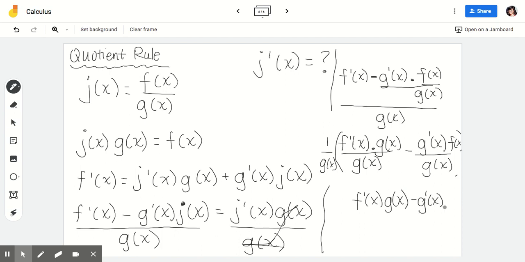This should sort of remind you of the product rule, the derivative of one times the other, except that instead of multiplication, it's division. And then the denominator here was g of x, but I'm multiplying it by another g of x. So the denominator is the original g of x squared. So again, that is equal to j prime of x. So that is the derivative of a quotient. That is the quotient rule.